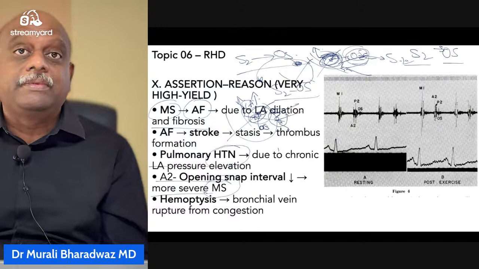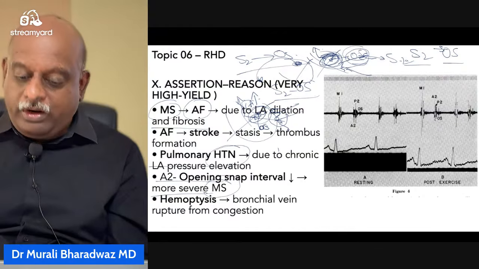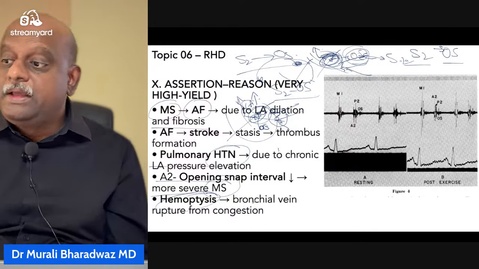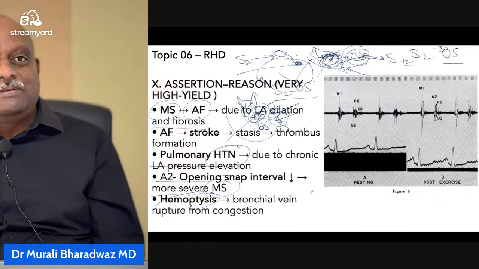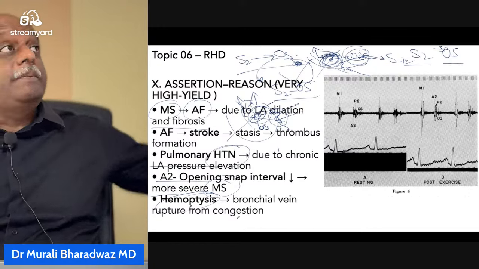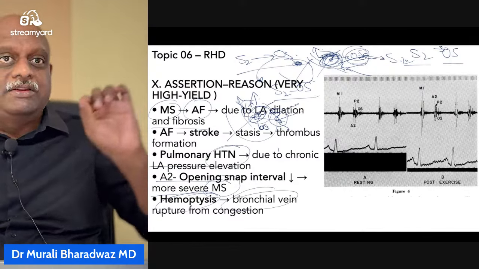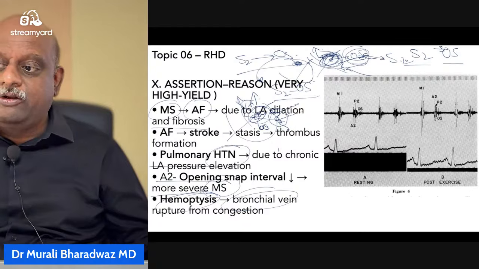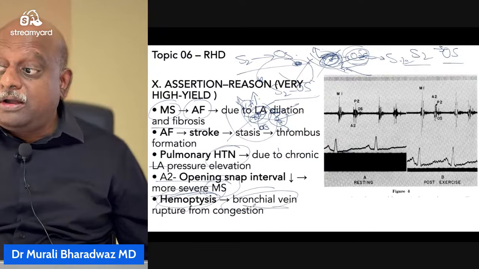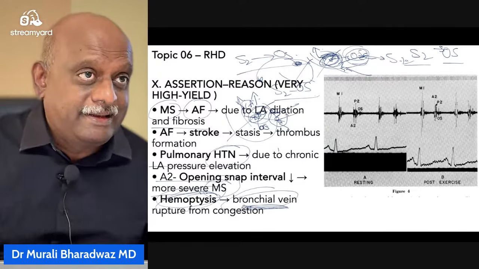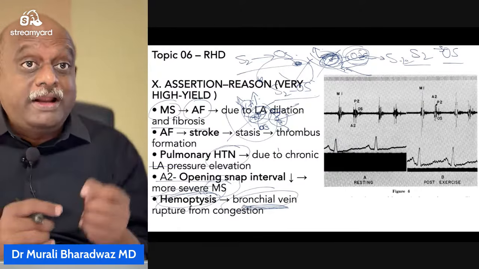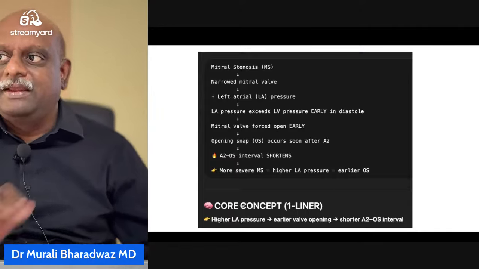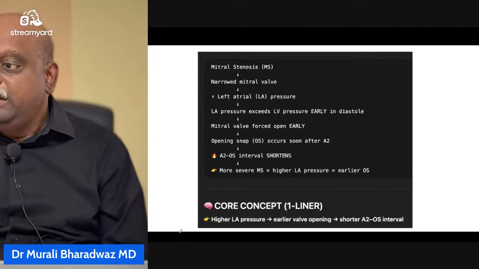Clear, doctor? Now, what is the cause of the hemoptysis in rheumatic heart disease? Favorite viva question. Because of the pulmonary hypertension, the bronchial veins will have high pressure and they rupture, leading to the development of hemoptysis. It is a bronchial vein rupture, because the high pressure in the pulmonary vein is responsible for hemoptysis in rheumatic heart disease.